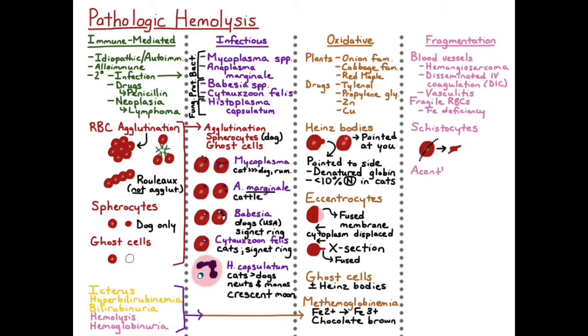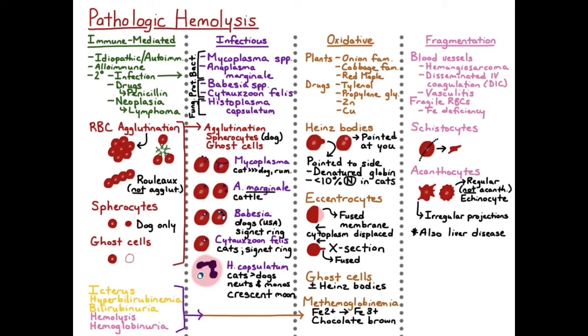Acanthocytes can also occur with fragmentation. These are red blood cells with multiple irregular projections coming out from its surface. Now, acanthocytes have to be differentiated from echinocytes, which are cells that have multiple regular projections coming from its surface. Now, acanthocytes are not specific for fragmentation. They can also be seen with liver disease and various disorders of lipid metabolism.